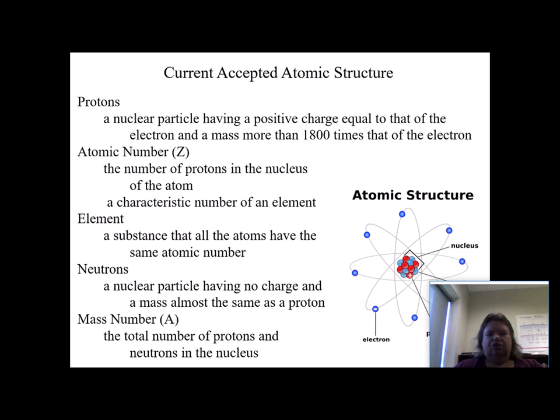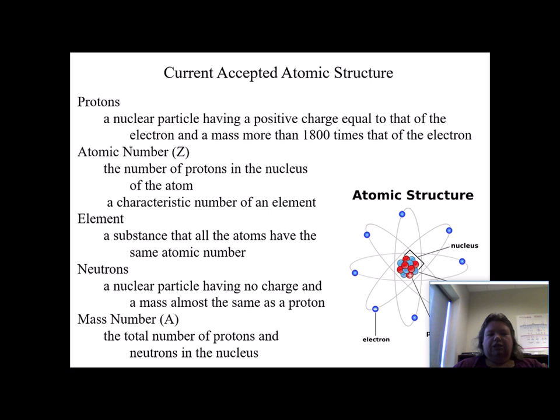Okay, this is section 2.3, and it's talking about the current accepted atomic structure. So the atom has three basic parts. Protons, which are inside the nucleus and have a positive charge, and are about 1,800 times the mass of an electron. The number of protons is the atomic number, and that is the identifier for the atom. Okay, so it's a characteristic number of the atom.